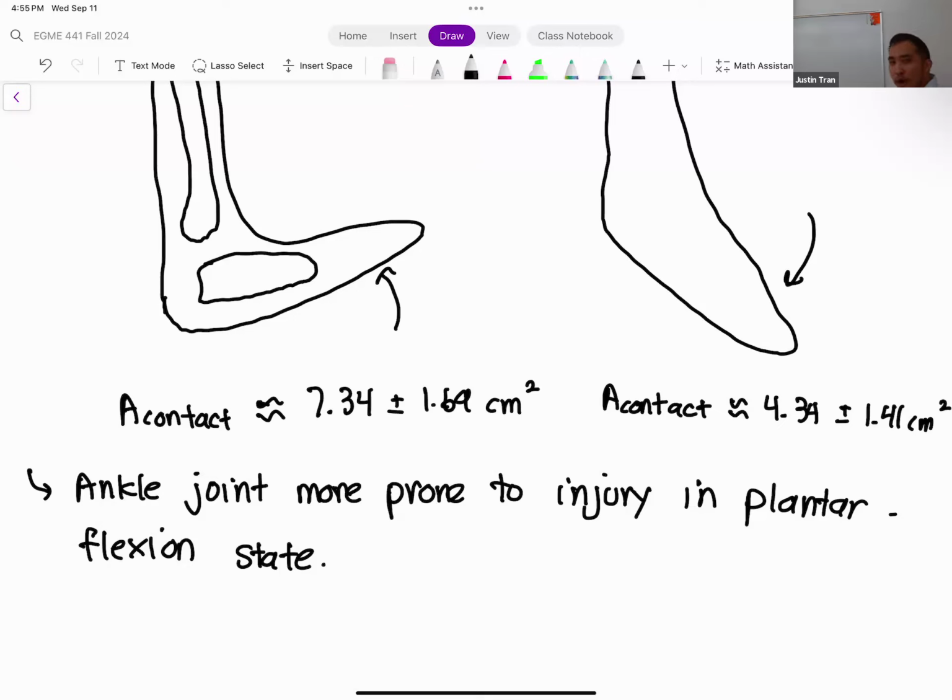It's a lot more common for people to injure themselves walking downstairs rather than upstairs. Because going upstairs, you have to bring your foot up, and your foot is more naturally in this dorsiflexion position. Whereas if you're going downstairs, you point your toes downwards more, and you decrease that contact.